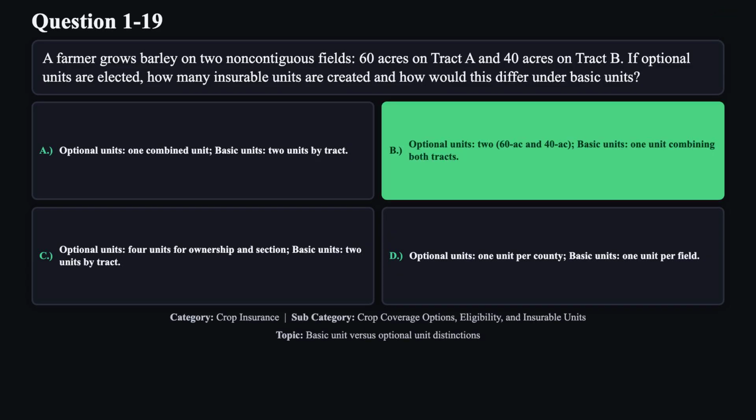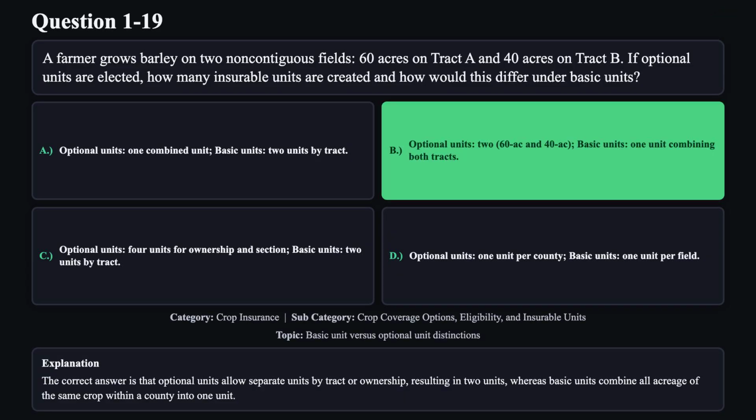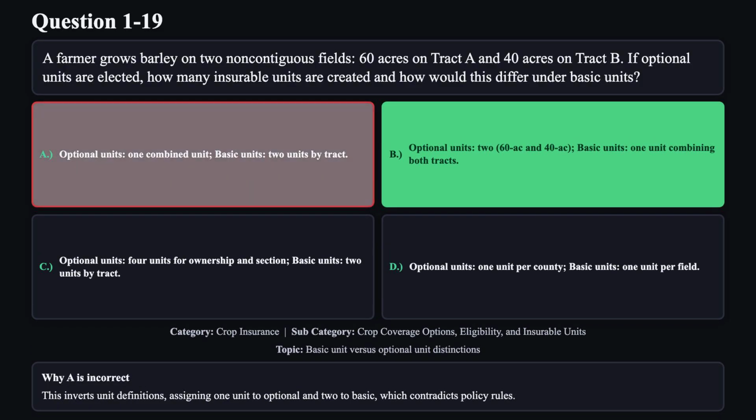The correct answer is B. The correct answer is that optional units allow separate units by tract or ownership, resulting in 2 units, whereas basic units combine all acreage of the same crop within a county into 1 unit. Reason A is not correct. This inverts unit definitions, assigning 1 unit to optional and 2 to basic, which contradicts policy rules.